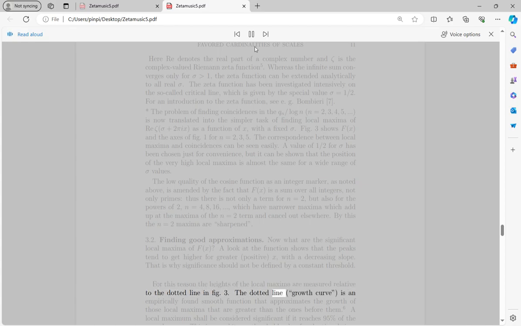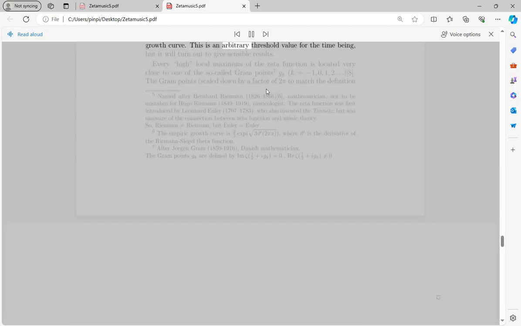The dotted line, growth curve, is an empirically found smooth function that approximates the growth of those local maxima that are greater than the ones before them. A local maximum shall be considered significant if it reaches 95% of the growth curve. This is an arbitrary threshold value for the time being, but it will turn out to give sensible results.